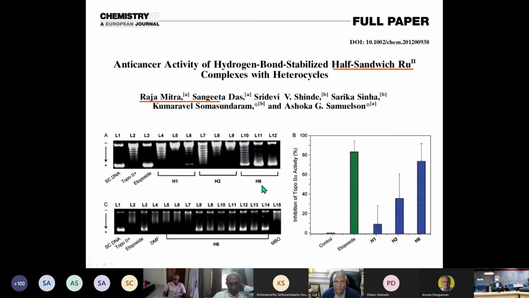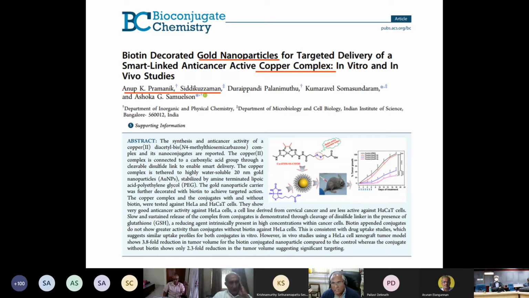By virtue of its ability to inhibit topoisomerase, we found that it is inhibiting cancer cell growth. And the last paper I would like to share is the one where the first author is Anup.